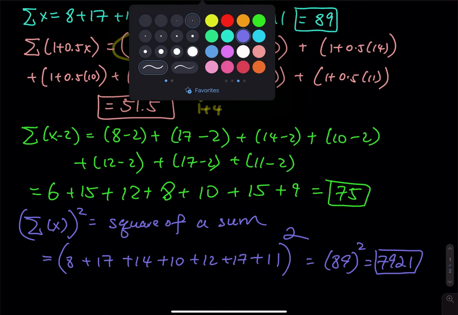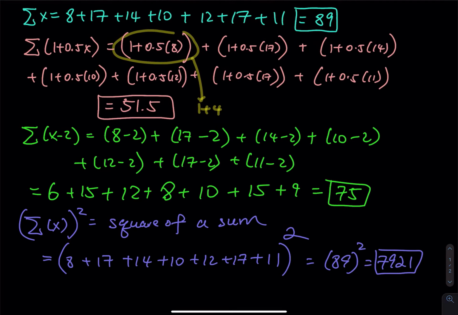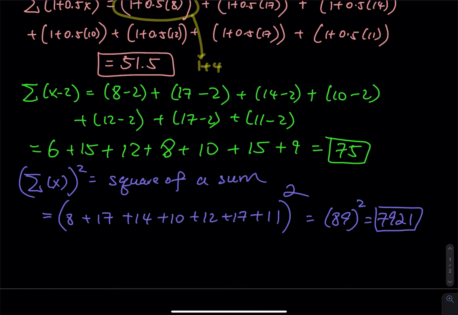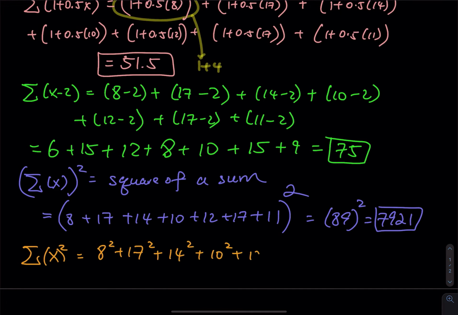And then let's do the last one. The last one is called the sum of squares. So the sum of a bunch of squares. Okay, you can draw a parenthesis. So this is 8 square plus 17 square plus 14 square plus 10 square plus 12 square plus 17 square plus 11 square. So the sum is equal to 1203.